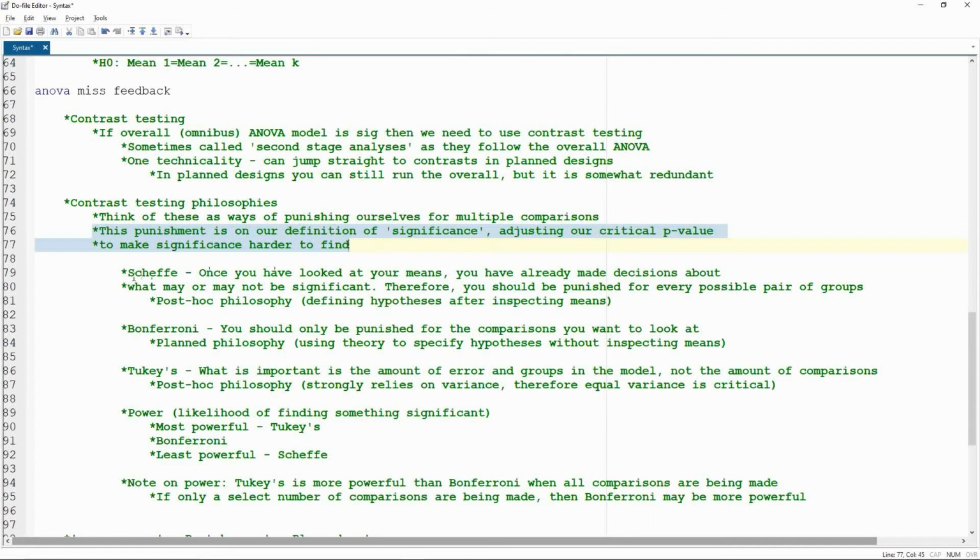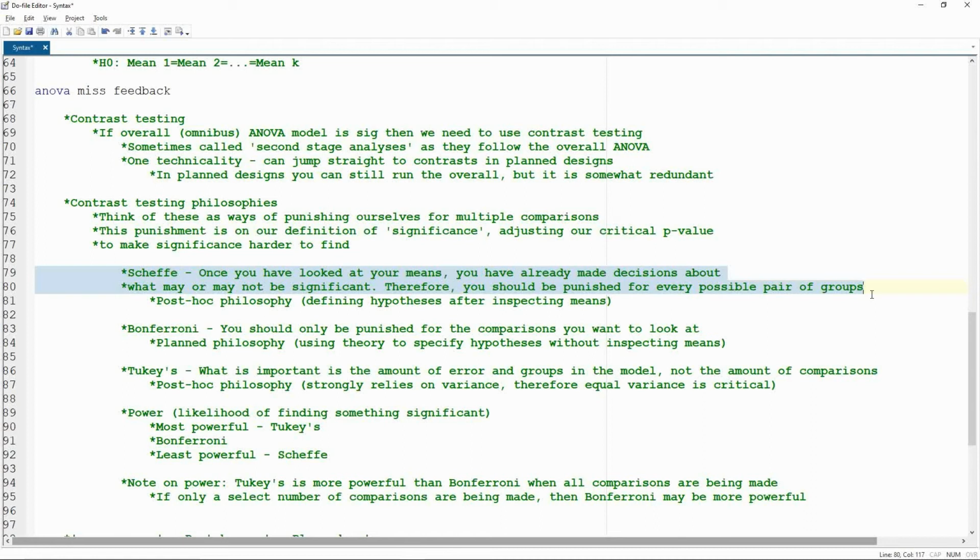So let's look at Scheffé. Scheffé used to be very popular once upon a time, but you don't see it too often anymore. What Scheffé says is, once you've looked at your means, the second you've run your descriptors table and you see the means of your groups, you have already made decisions about what may or may not be significant. You have already run every single test in your head. You haven't done it formally, you haven't calculated t's and F's and p-values and significance, but you've looked at them and gone, oh, well, group 1 is 10 and group 2 is 20. They might be different, but group 3, that's 11. 11's not that different to 10. So you're making these comparisons in your head.